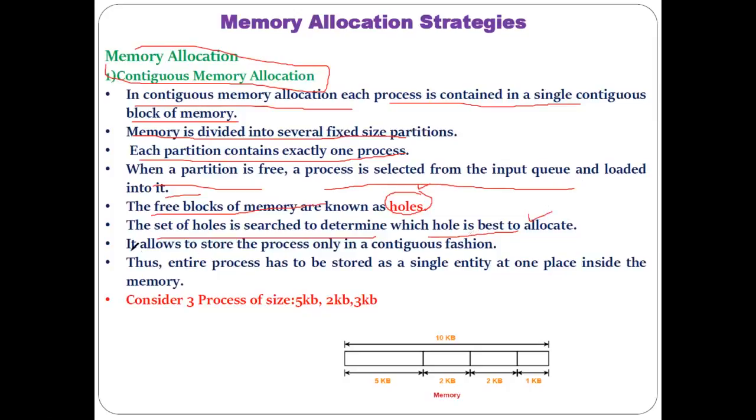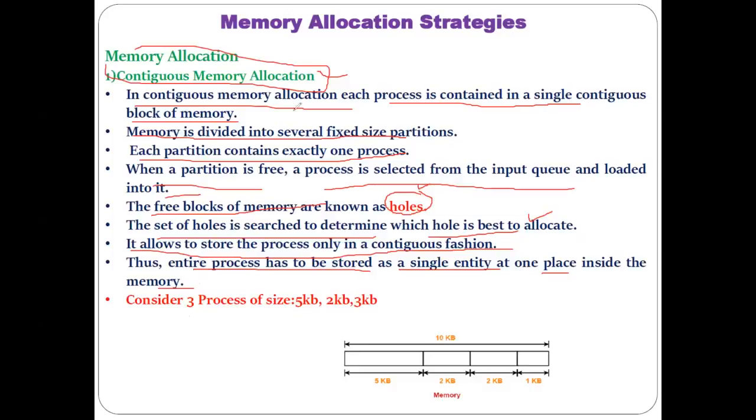It allows storing the process only in a contiguous fashion. The entire process has to be stored as a single entity at one place inside the memory. So contiguous memory allocation is nothing but the memory getting allocated to a certain process in continuous mode. You will see that in the example.